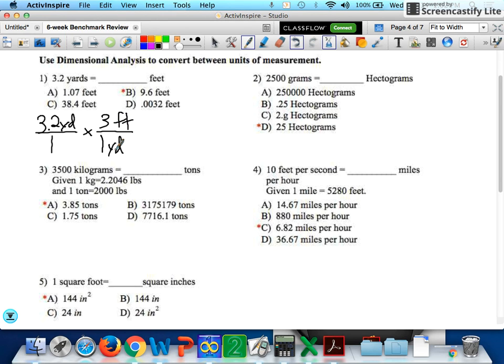Why did I put yards on the bottom? Because I need them to cancel out and leave us with feet up top because that's my end goal. When I multiply this out, I'm going to get 9.6 feet over just a 1, which means that's my answer.